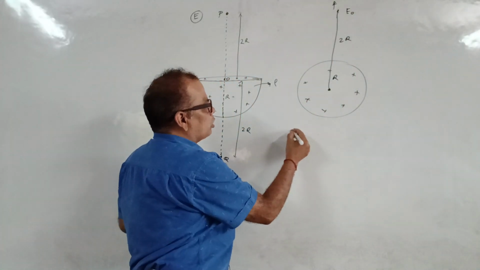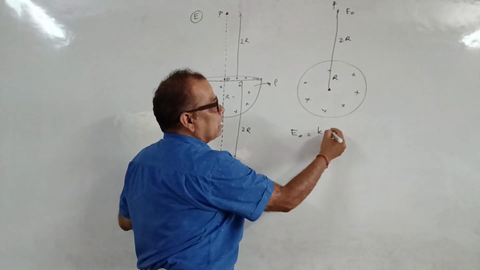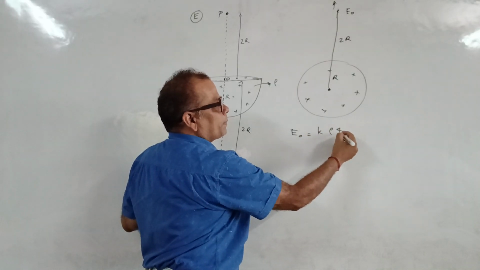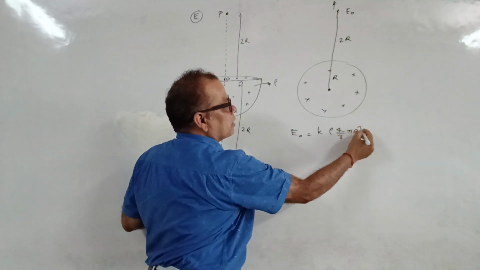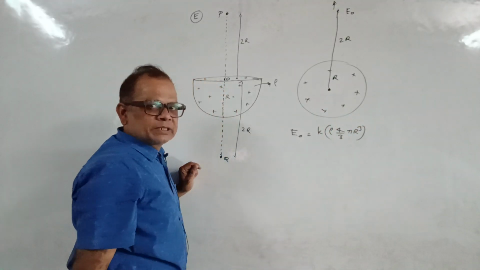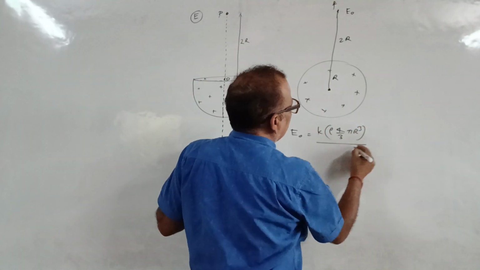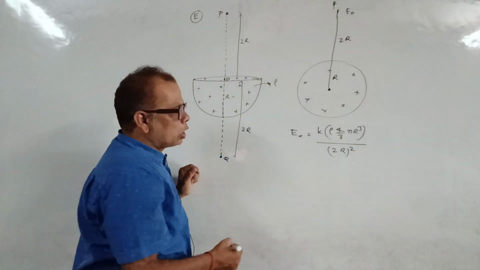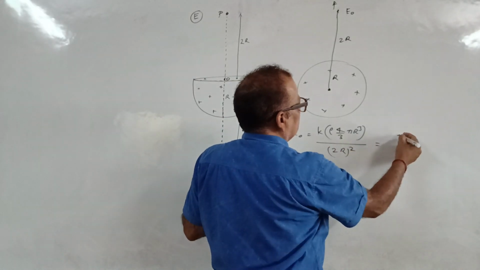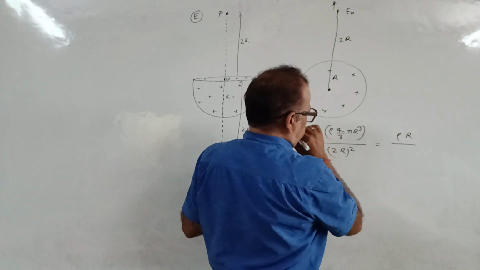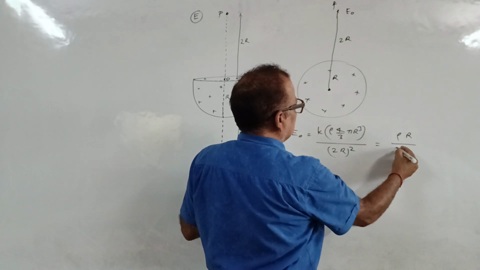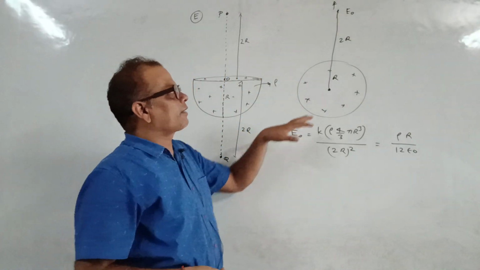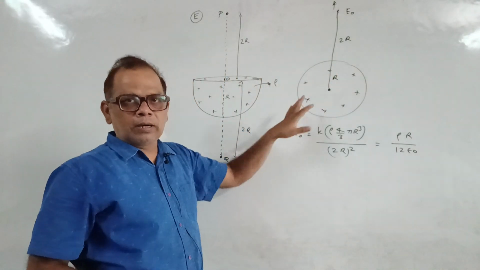E naught can easily be found. The volume charge density is rho, so rho multiplied by 4/3 pi r cube, which is the complete charge of this complete sphere, divided by (2r) whole square. Solving this, we will find rho r upon 12 epsilon naught. This is the complete electric field due to the complete sphere.